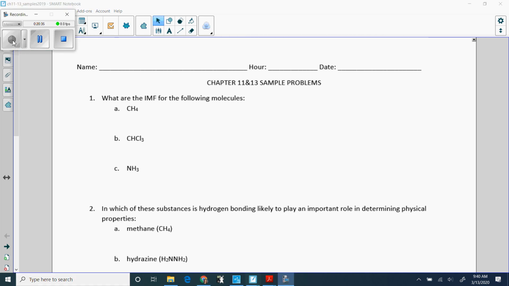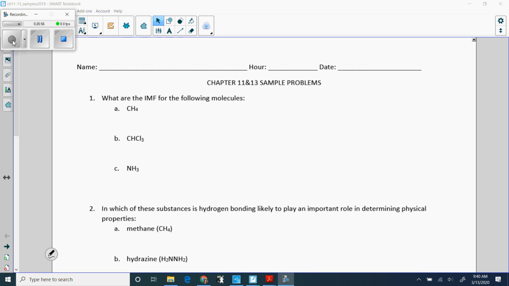The sample problems are in the back of the PowerPoint that I did not go through. So can you find them? Keep your map on next to you. The first question says, what are the intermolecular forces for the following molecules? We have 4 options: London dispersion, dipole-dipole, H-bond, or ion-dipole.